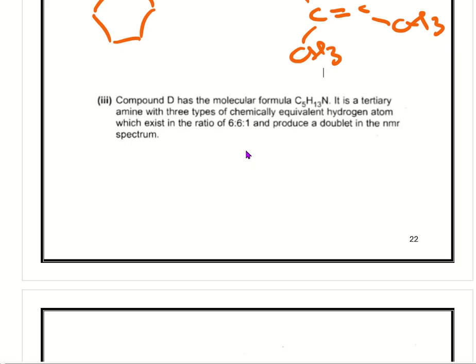Compound D, molecular formula, it's a tertiary amine. Okay, so with 3 types of chemical environment. So it's a tertiary amine, so I guess the first thing that we know about it is that there's a nitrogen with 1, 2, 3 carbons coming off it. Now we've only got 5 carbons in this, so we've only got 2 more carbons to play with. And we have them in a 6 to 6 to 1 ratio. Okay, so 6 to 6 to 1. Right, okay, so let's see where that leaves us.